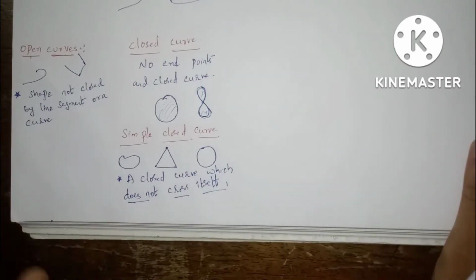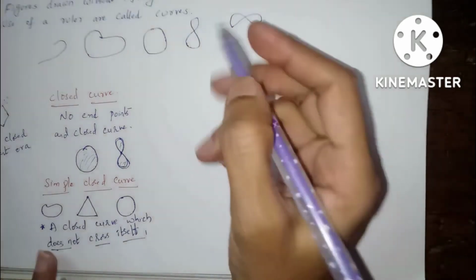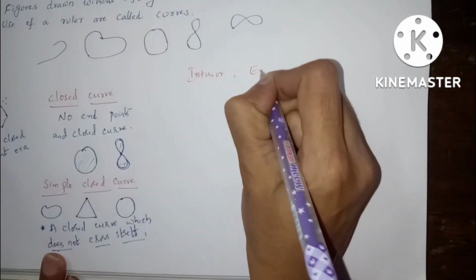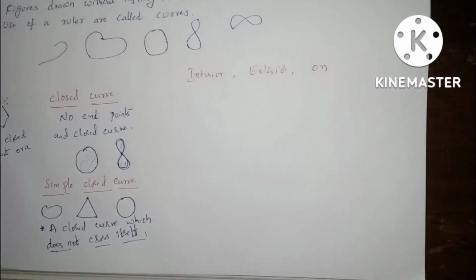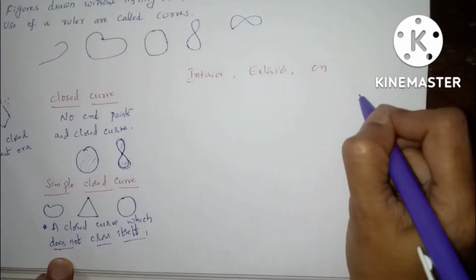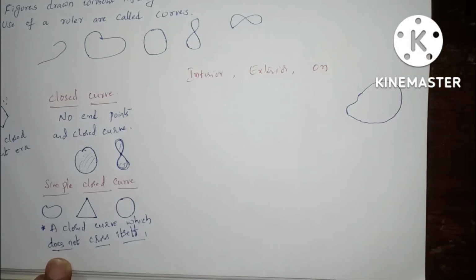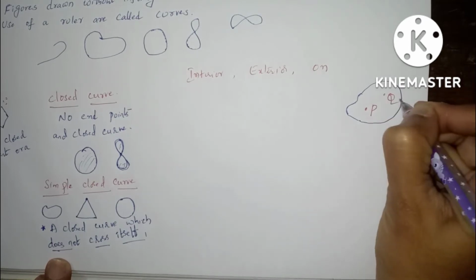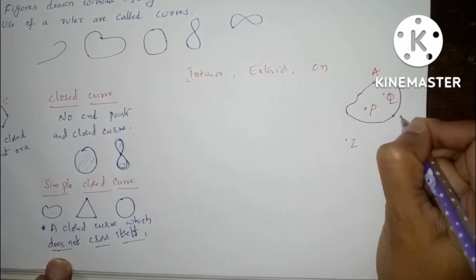Now again, with respect to these curves there are three different positions. One is the interior, one is the exterior, and the other is on the curve. So what are this interior, exterior and on? Suppose I take any figure. This is the figure. Now they are giving some points here. Let there be a point P, a point Q, and here point Z, and here point A and point B.